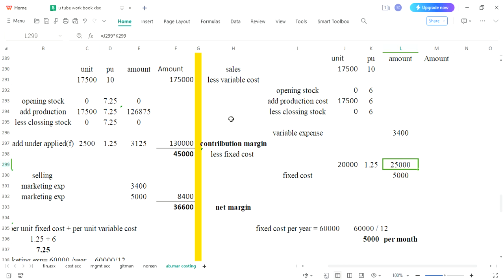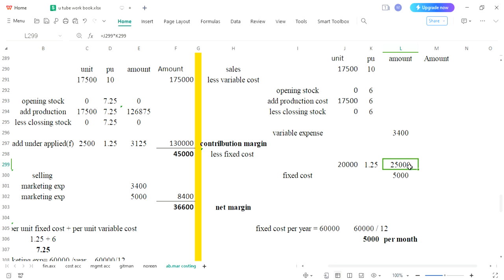You will now be asking a question, in this particular month we have made 17,500 units. Why are we taking 20,000 for fixed cost? Because as you know, whether you make 17,000, 20,000, 25,000, 5,000, more, less, or equal, your fixed cost will never be altered.